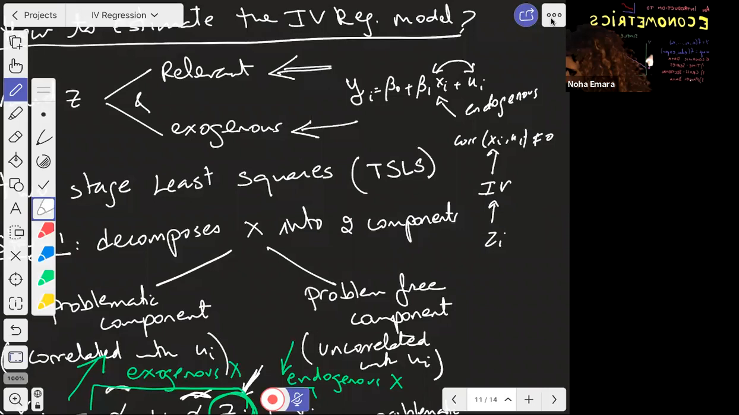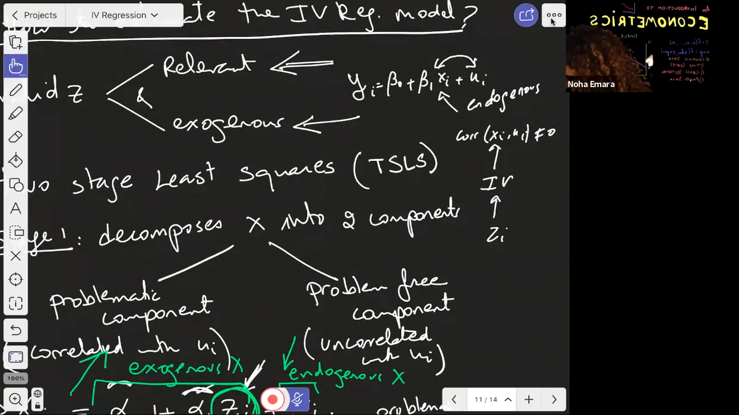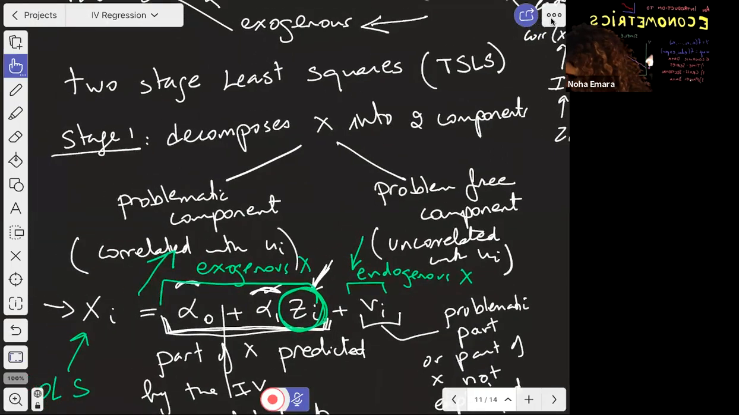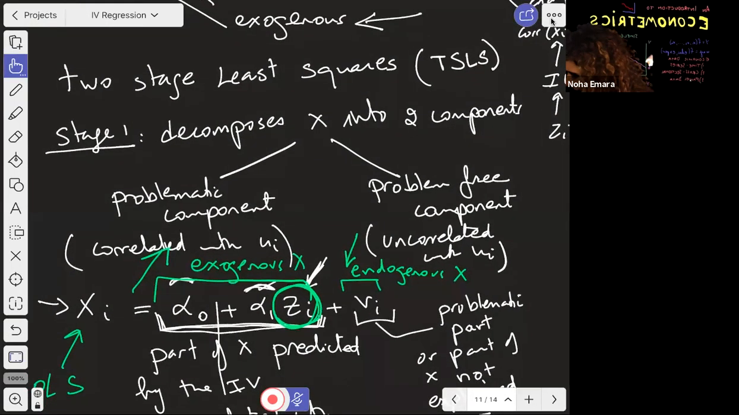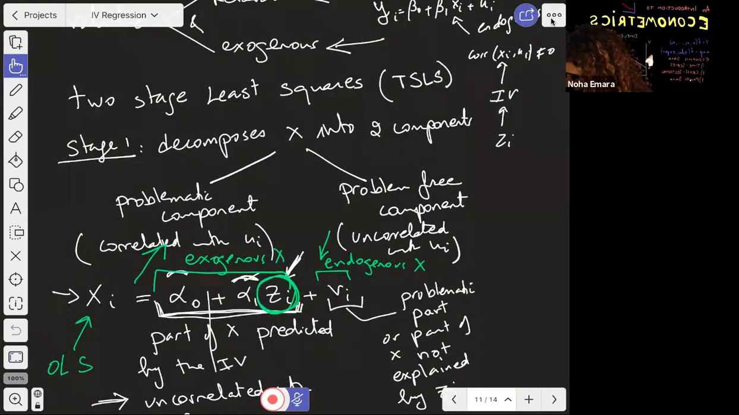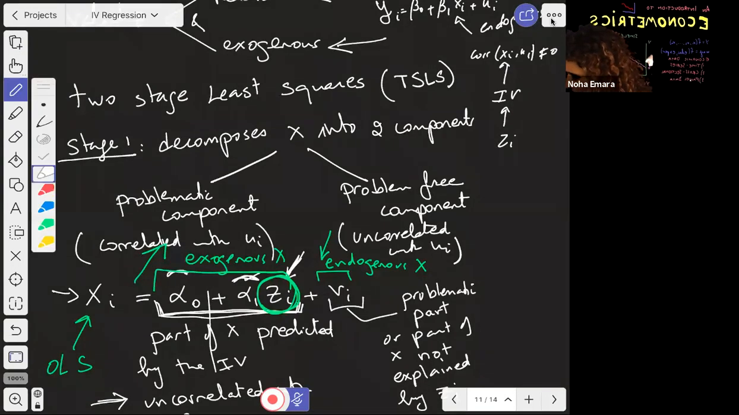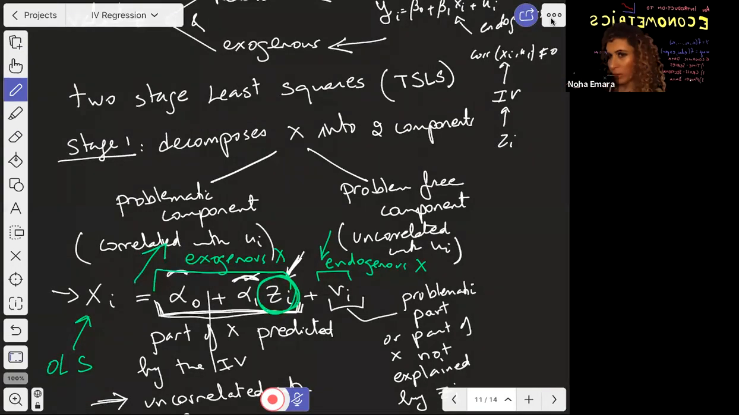So what we were talking about last time was two stage least squares, which is our estimation model. And we said that the two-stage least squares is, as the name suggests, it basically goes into two steps. So step one is just the filter step. You can think of it as the filter step. You're going to filter X into two parts. The part that we call problematic, and a part that is problem-free or non-problematic.